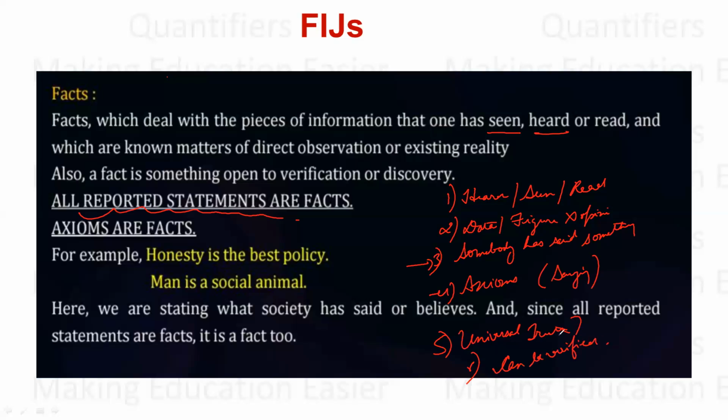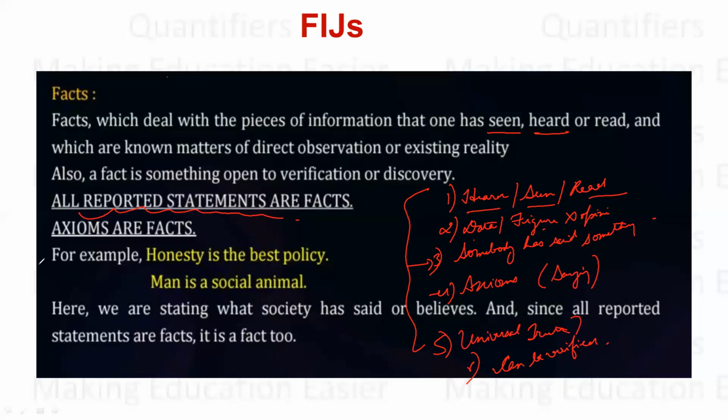So generally there are 6 parameters for any statement to be referred to as a fact. It can be heard, seen, or read. It has data or a figure without any opinion. Somebody has said something in the form of a reported statement. Your axioms, your sayings, your universal truths are facts. Something that can be verified but no one can challenge becomes your fact. So remember these 6 pointers when it comes to facts.